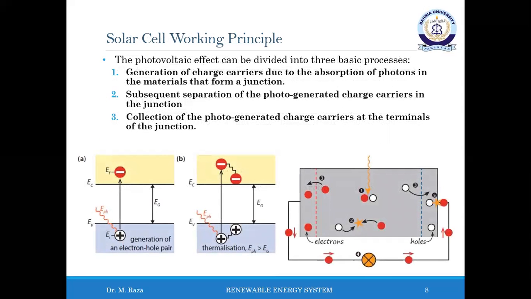The photovoltaic effect can be divided into three basic processes. Number one, generation of charge carriers due to the absorption of photons in the material that forms a junction. Number two, subsequent separation of the photo-generated charge carriers in the junction. And number three, the collection of the photo-generated charge carriers at the terminals of the junction.